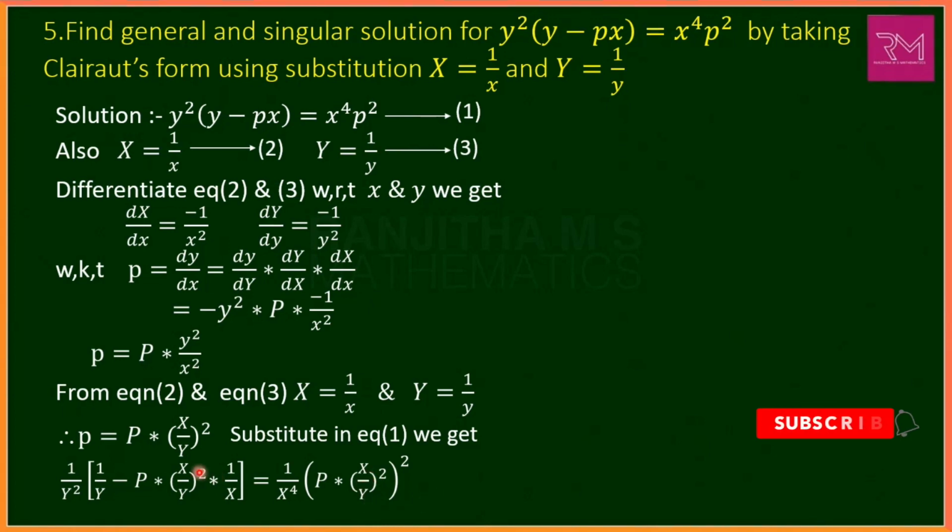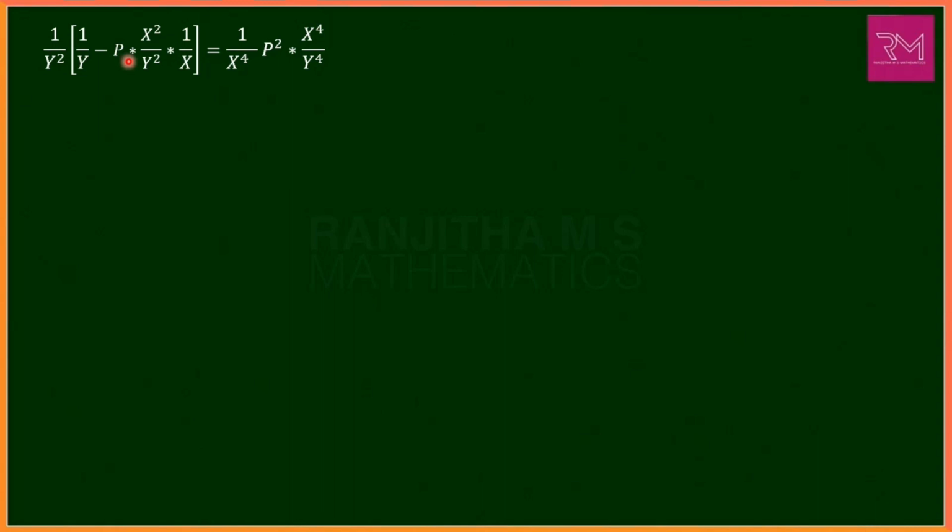Next step, take the squares here and simplify. We get 1 by y square into 1 by y minus p into x square by y square into 1 by x, which is equal to 1 by x power 4 into p square into x power 4 by y power 4. Y square gets cancelled here. Here x square gets cancelled and here also 1 x gets cancelled.